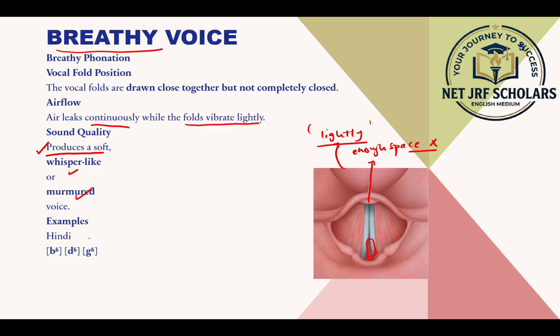As you can see, these sounds are pa, ta, ka, ba. Okay, so the folds are close, but there is a small gap. Due to this small gap, air escapes but vibrates the vocal folds very slightly due to the force, resulting in the production of breathy voice.